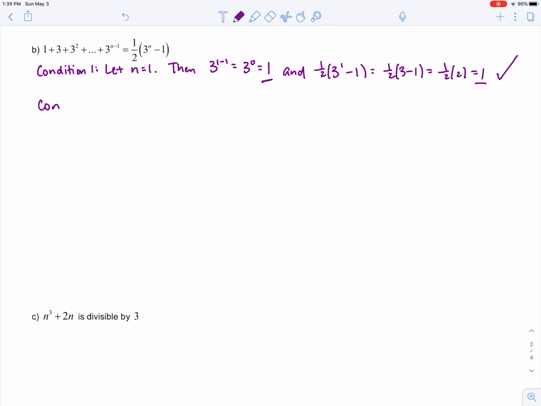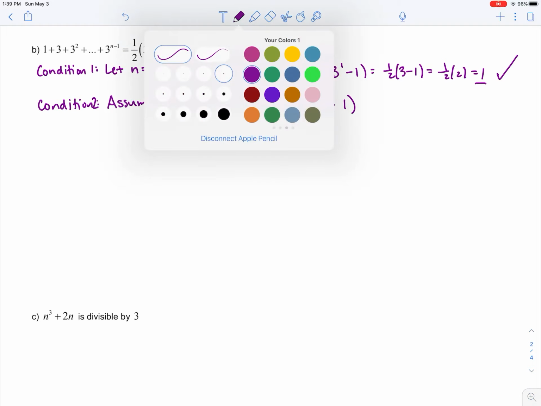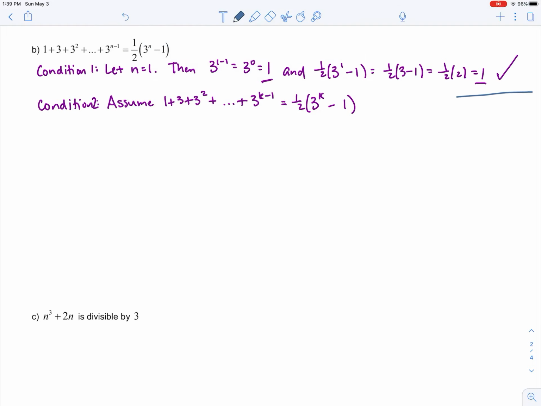Now we go to condition 2. We assume it's true for k. Oops, 2. Assume 1 plus 3 plus 3 squared plus ... plus 3 to the k minus 1 equals 1/2 times 3 to the k minus 1. So what we want to do is show that if this is true, then it follows that it's also true for k plus 1. So I think it is helpful to write off to the side what we're looking for. This is not part of the proof. This is just our thoughts.